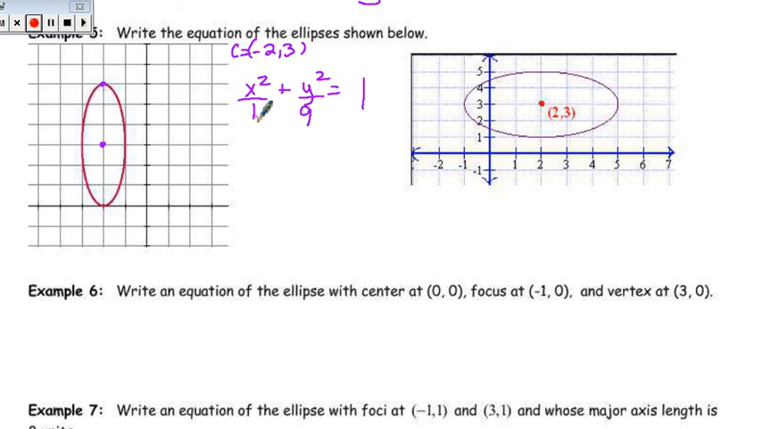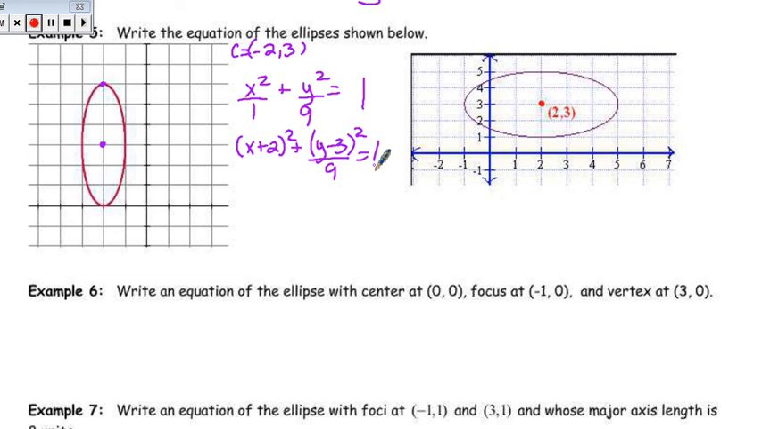So this guy also needs the center point put in there. So it's going to be x plus 2 squared. I don't need to put the 1 underneath there. Plus y minus 3 squared over 9 is equal to 1.